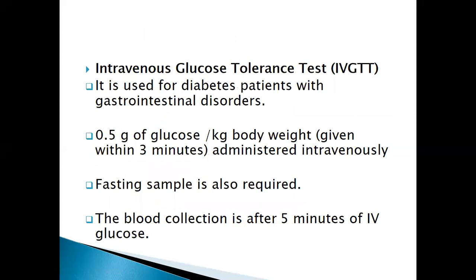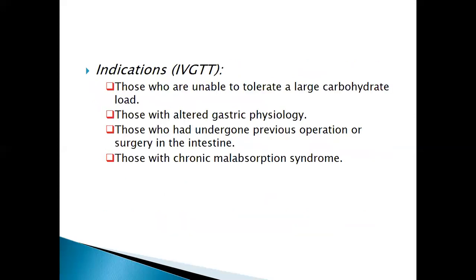Now, we also have another way of determining glucose tolerance: the glucose tolerance test via IV, the administration of the glucose load intravenously. This is usually indicated for patients with gastrointestinal disorders, wherein 0.5 gram of glucose per kilogram body weight is administered intravenously, and the patient is also required to fast. Blood collection is after 5 minutes of glucose administration.